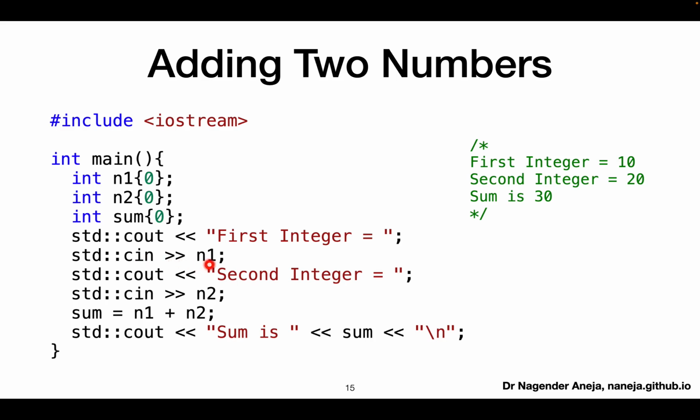But when this statement is executed, the screen will be blank, so that the user is not surprised about what he or she is supposed to do. So before this statement, we will print a prompt that says "first integer is equal to". This prompt will be displayed to the user, and then this statement will be executed, which is actually waiting for the user's input. Similarly, after the user has entered the number here, it will say "second integer is equal to", and then this is going to wait for the user to enter some number. For example, here I have given 10 and the user entered 20, and then the sum will be computed and it will display "sum is 30", and then on the next line the cursor will move to the next line.